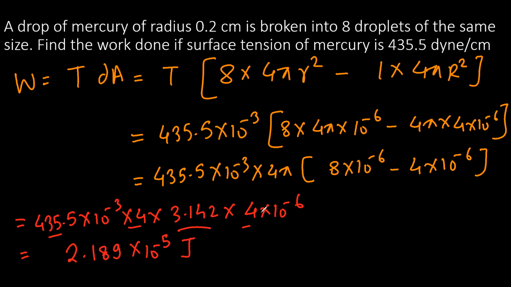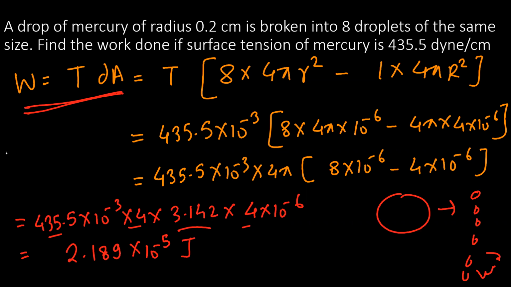Directly do the multiplication. So 4 into 4 is 16. Then 3.14, then 435.5. We'll get the answer. You have to multiply a little, but it's the same sum, so you can also cross check the answer. If you solve it 2-3 times, you will remember the answer is 2 point something. So how much work done is required to convert the single drop into 8 droplets? This is the work done: 2.189. So this formula is the same. Okay, so let's go through the sum. The third sum is clear. Let's move on to the fourth one.